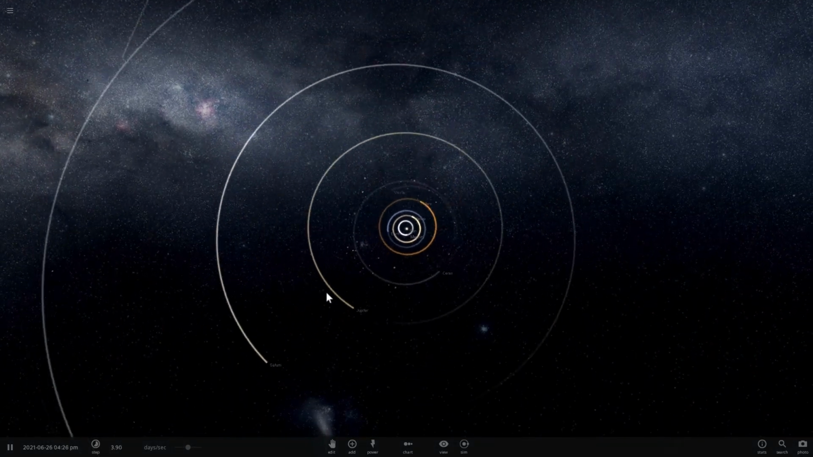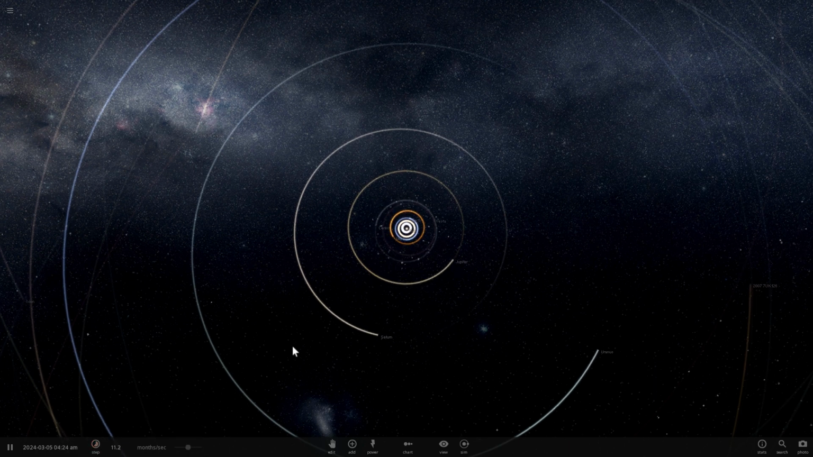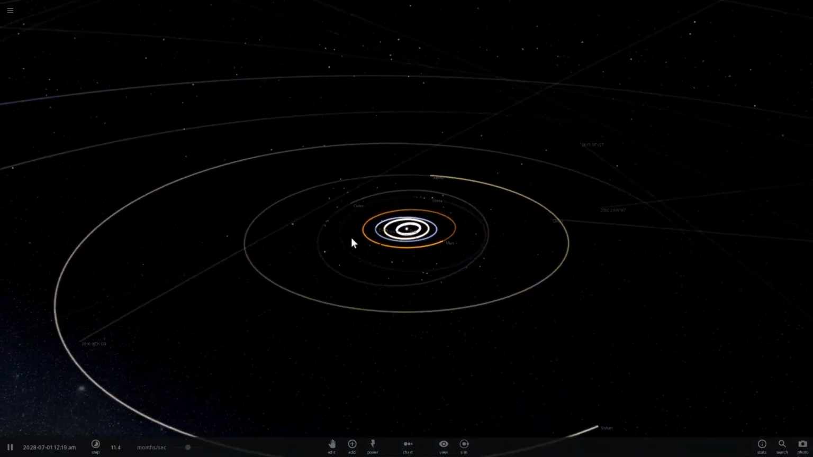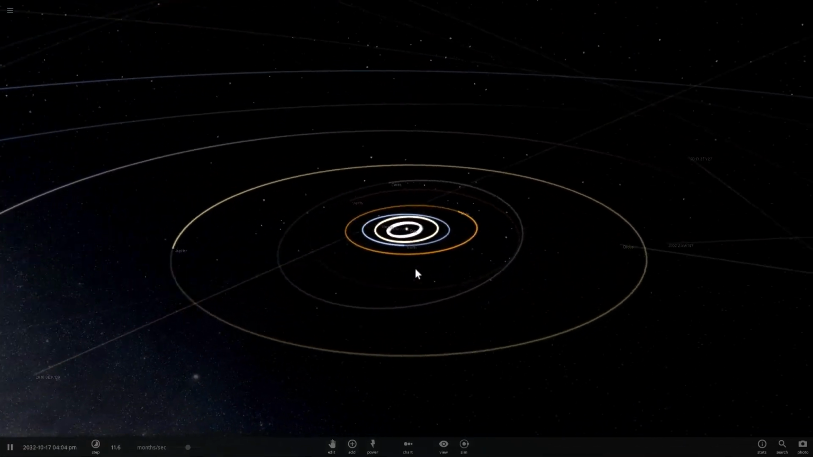Hey, if you look at this from top and then you accelerate time, it kind of looks like things are being stirred and mixed together, right? Now this gives me an idea. What if I actually take all of my planets and all of my dwarf planets and mix them into one? What will happen? What will I have?